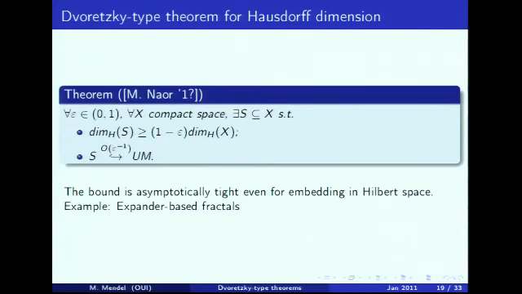Okay, but if you look at the theorem, you see that what we need to prove here is a lower bound of the Hausdorff dimension of S. The definition gives us a way to prove upper bounds. We want to prove lower bounds.